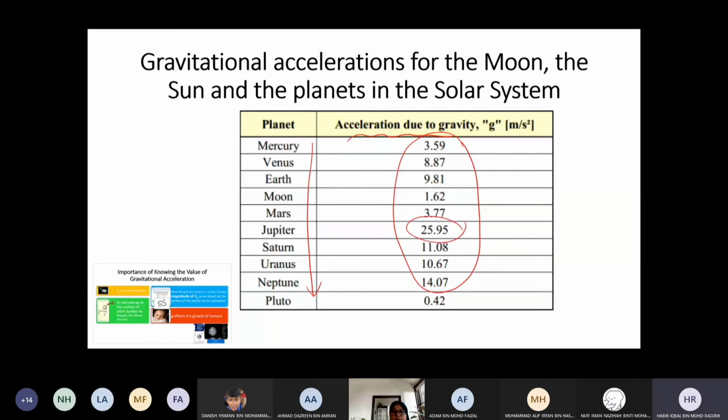Sebab dia besar. Why? Sebab Jupiter besar. Mass dia. So the value doesn't tell you the distance, kan? Okay, kenapa this one Jupiter far from the Earth, tapi kenapa nilai dia besar? Sebab planet besar. What is the factor affecting G? Planet tu besar, berat. The value is bigger because the mass is the highest. Okay? So dia bukan sekadar bergantung kepada R, dia juga bergantung kepada the mass.